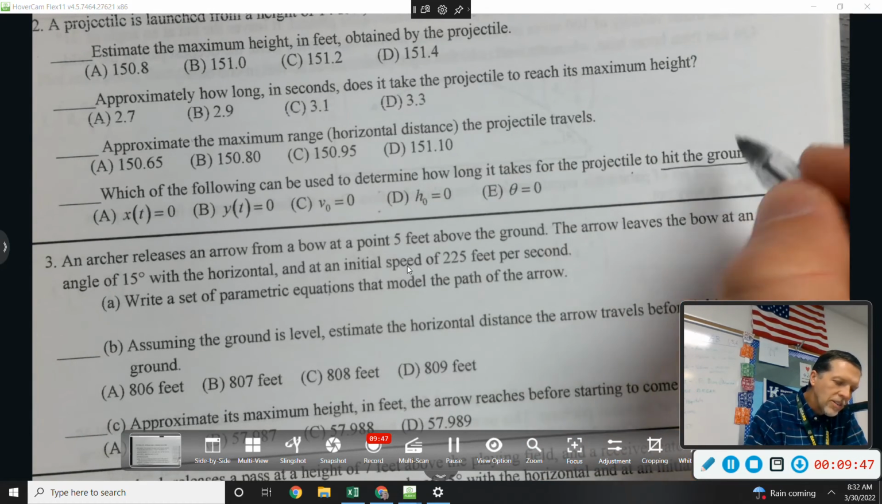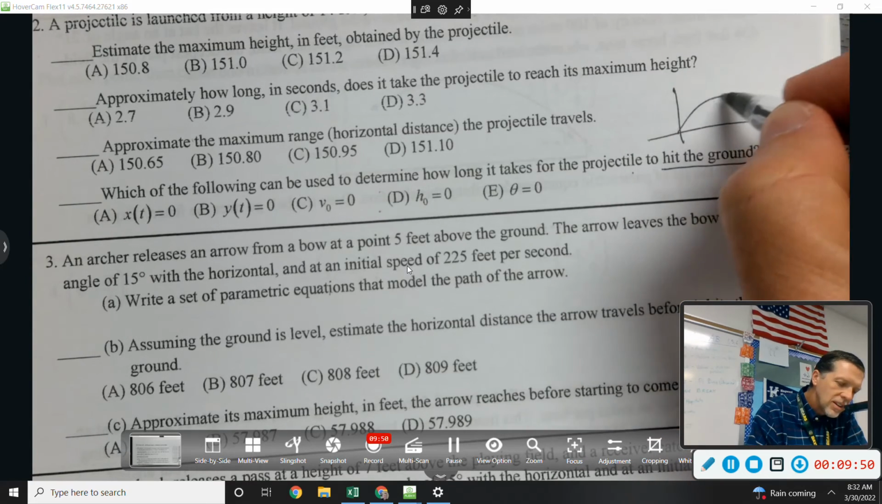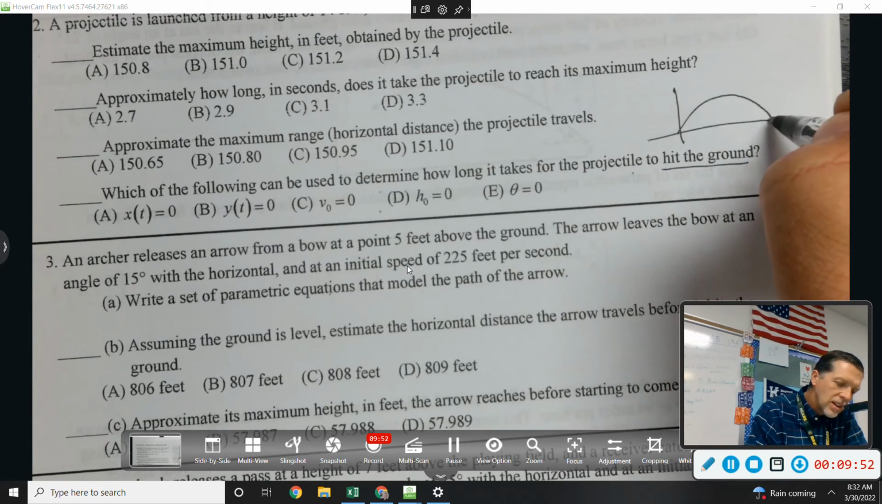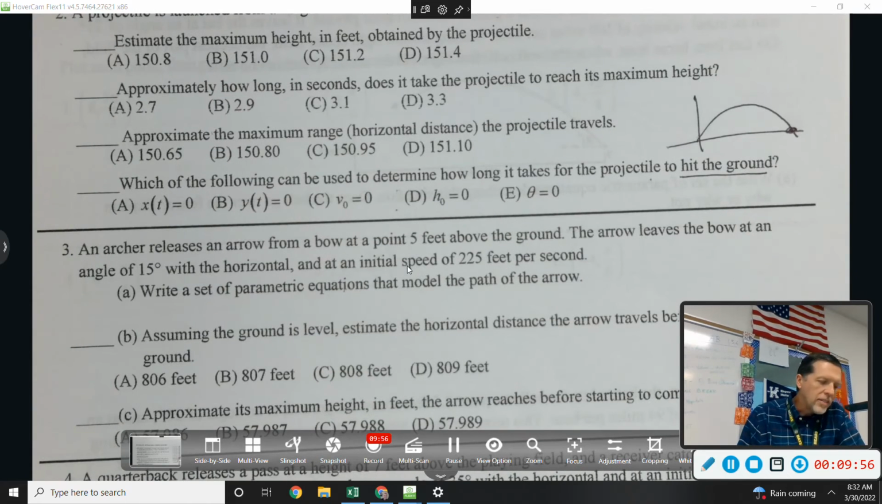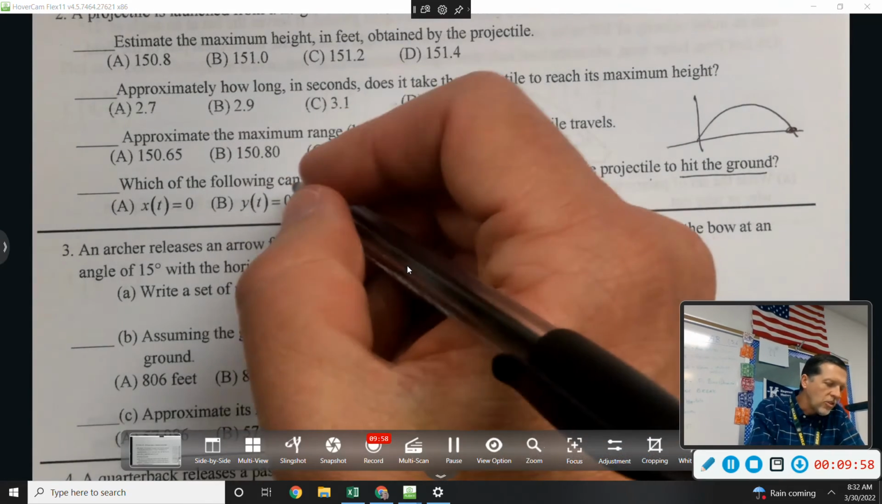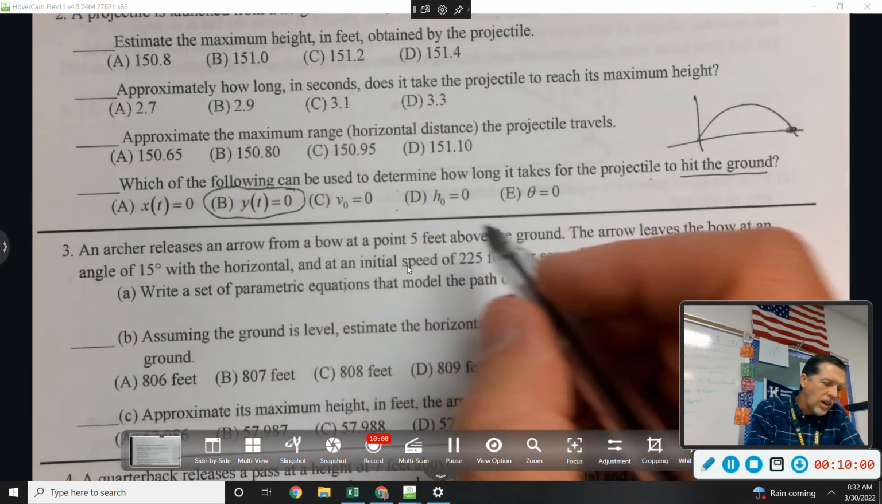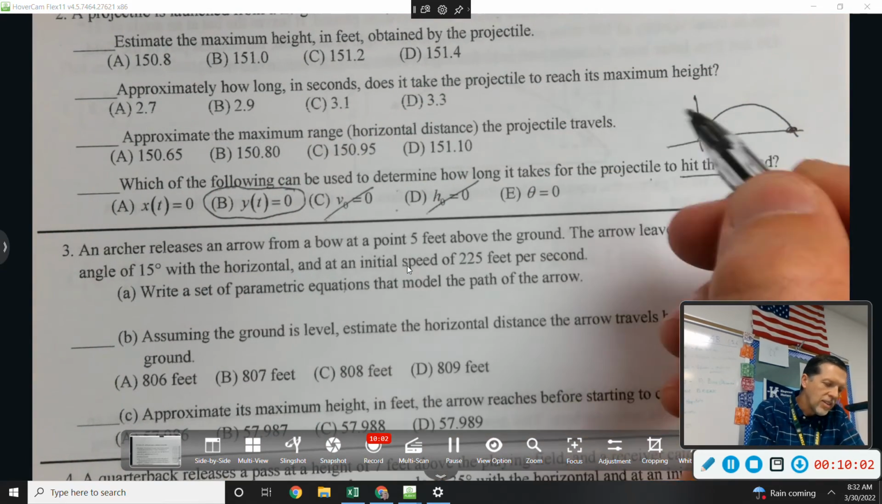So when you're on the ground, y of t would be 0. Your y position is 0. Yeah, it's not any of the initial stuff. You do the one right.